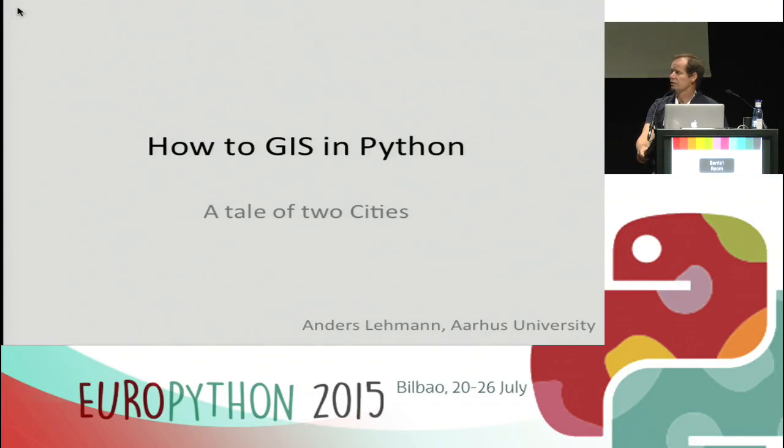Morning. Thank you. So, I call this How to GIS in Python, with a subtitle of A Tale of Two Cities. It was supposed to be about the city of my university, Aarhus, and Istanbul, but due to time restraints, I have chosen not only to talk about Istanbul. It's the more interesting case anyway. So the subtitle is a little bit wrong, but it was kind of funny.